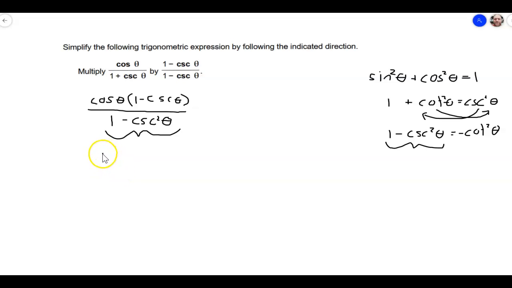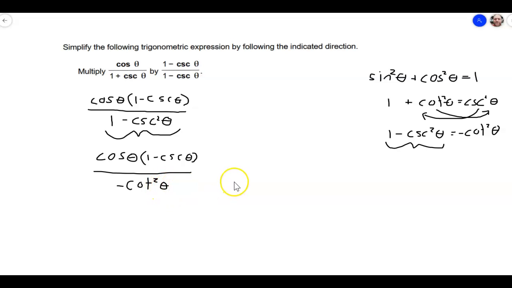So now I'm going to have cosine of theta times 1 minus cosecant of theta, and I'm going to save myself a step here, and I'm going to go ahead and write this like this: 1 over negative cotangent squared of theta.